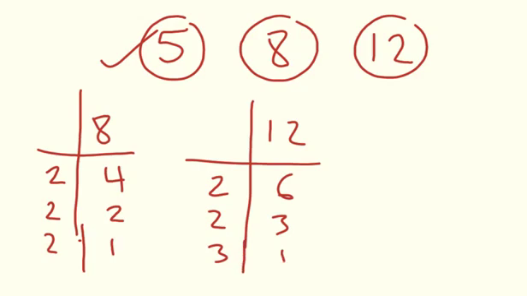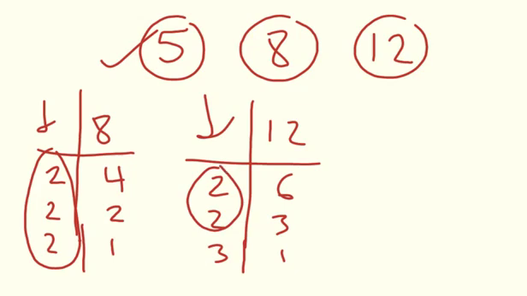Now here 2 times 2 times 2 makes 8. Here 2 times 2 times 3 makes 12. How many lots of 2's are there? There's 3 lots of 2's here and there's 2 lots of 2's here. So you take the largest, the 3 lots of 2's, right? And how many lots of 3's are there? There's none in here, but there's 1 here, so you take that.